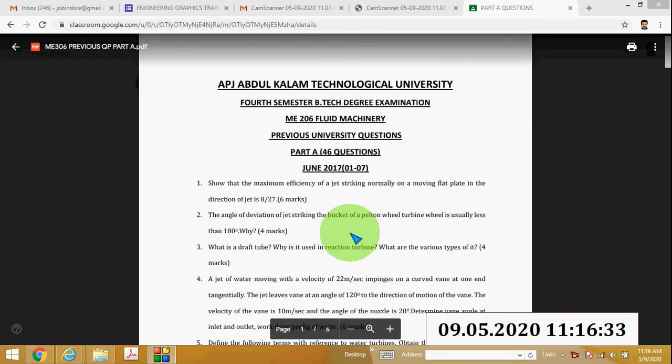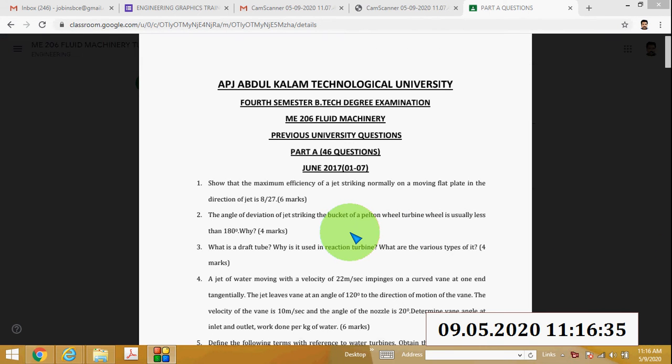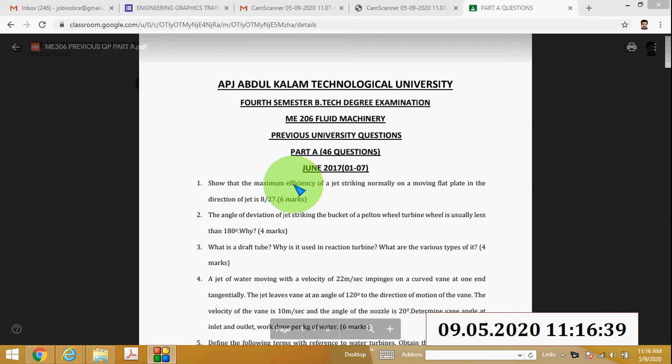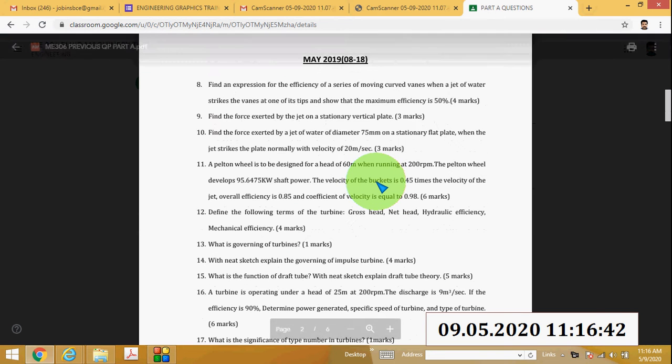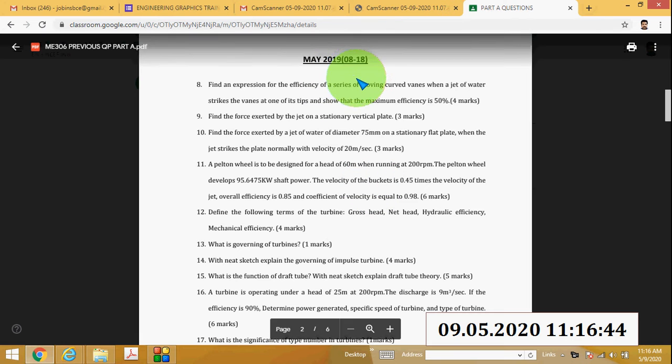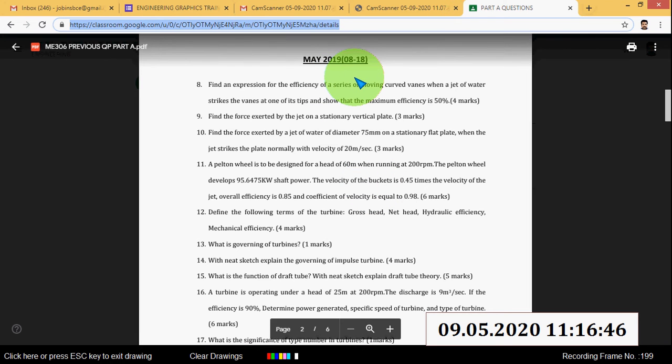Today I will explain a problem related to the Pelton turbine. This is from the May 2019 university question paper. So this is the question.